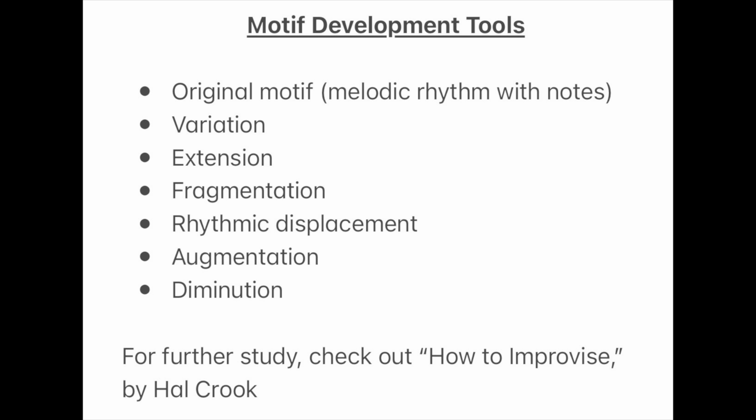Then you've got augmentation of the original motif, which is when you stretch out the time. For example, if you've got 4 quarter notes, augmenting that would be 4 half notes. And then diminution of the original motif is when you take, for example, 4 quarter notes and turn them into 8 eighth notes. You're just shortening the time.